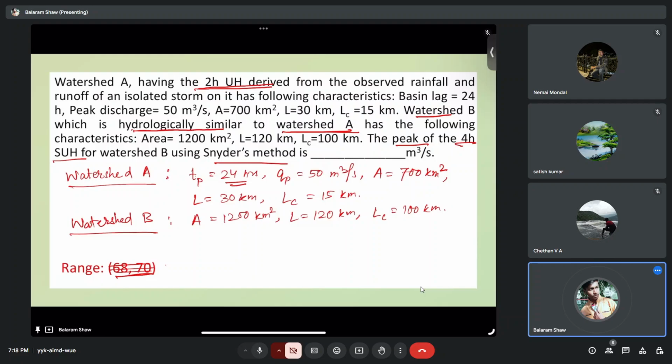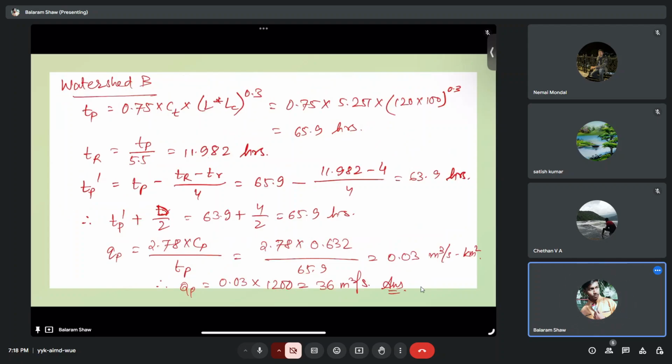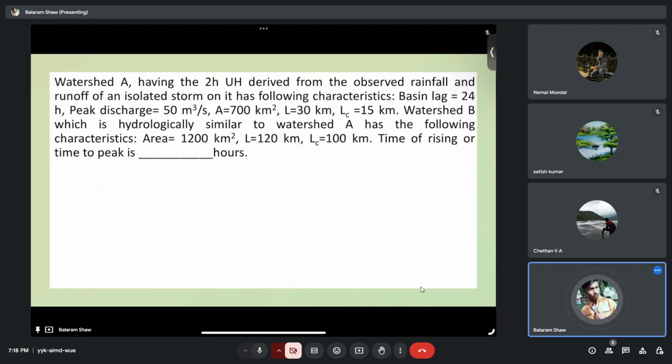Write it here, 36 meter cube per second. Okay, so any question here in this? If not, we'll move to the next question then. Okay, no questions? Okay, so we'll move to the next question.